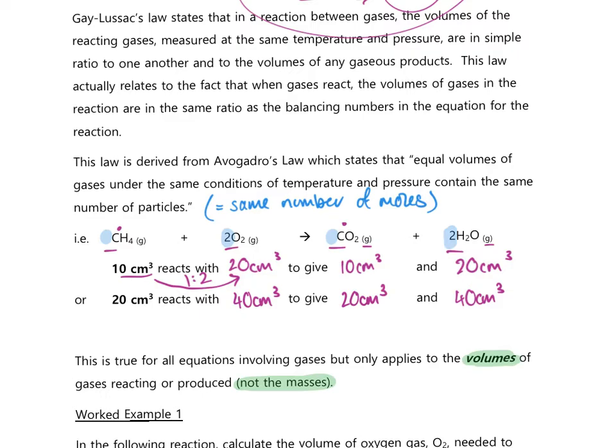Whereas with volumes, you can just transfer them directly according to the balancing number ratio, and it just saves you that step of then converting to moles and converting back to volume again, because really what you would be doing is to convert to number of moles. You would be dividing by your molar gas volume, and then to convert back to volume for your other reactant or product, you would be multiplying by the molar gas volume, which is going to be the same number. So those two steps would just cancel out.